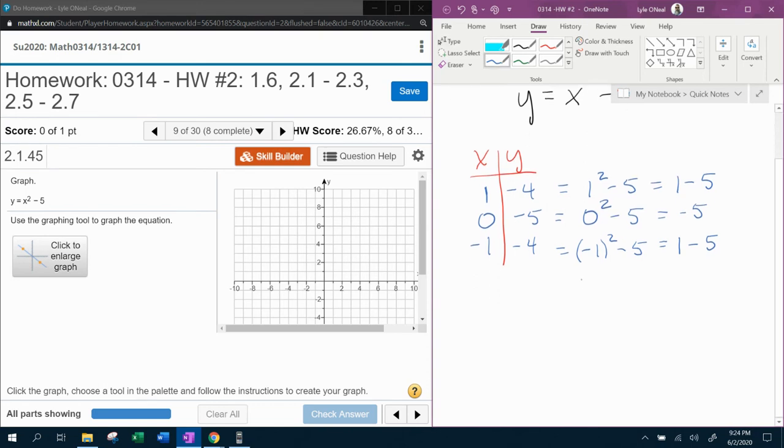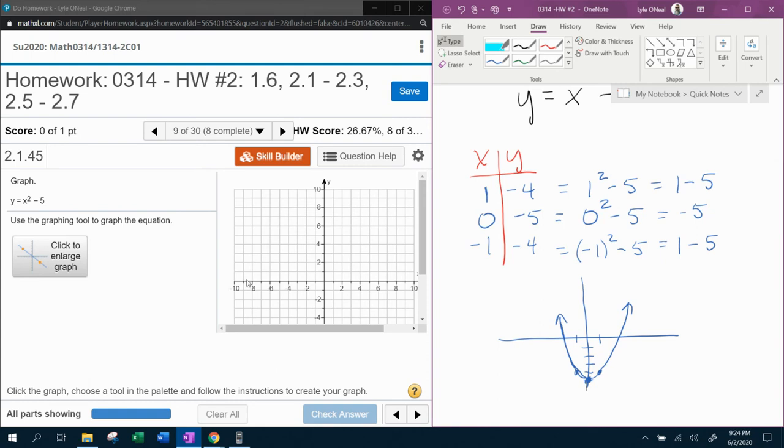And so if we graph that manually before we do it electronically, 0, negative 5, that's going to be my y-intercept. And then if I go to the right 1, I'll be at negative 4. If I go to the left 1, I will also be at negative 4. And can you see that? Look, there's our parabola opening up with a vertex at 0, negative 5, like I mentioned.